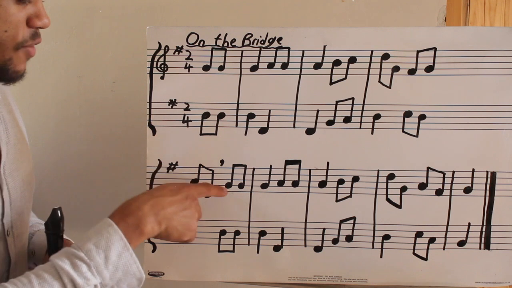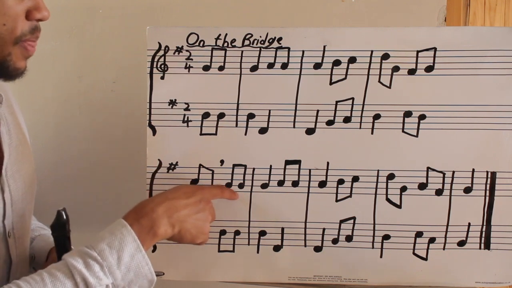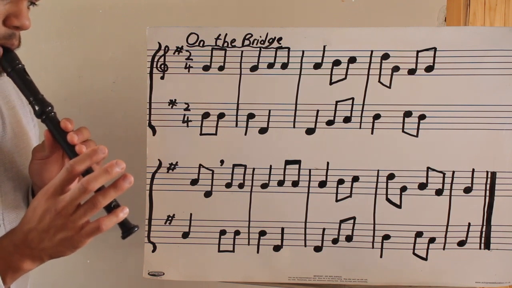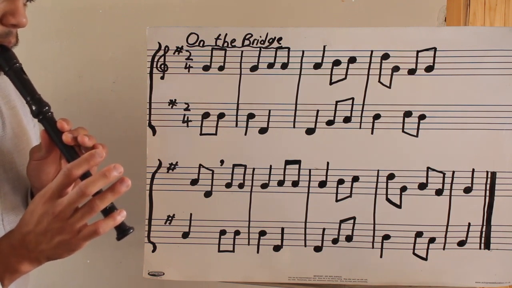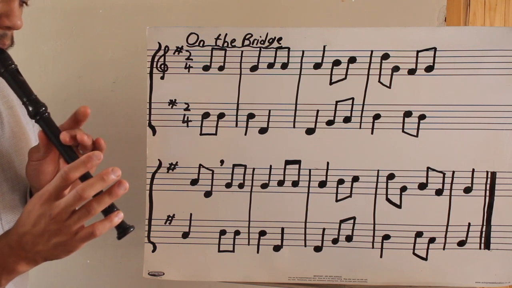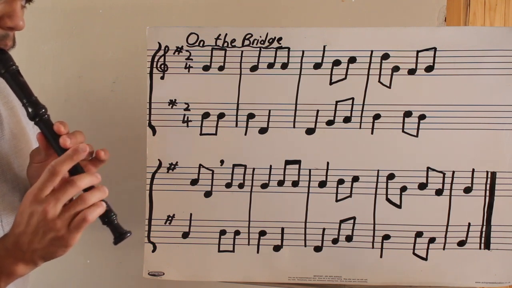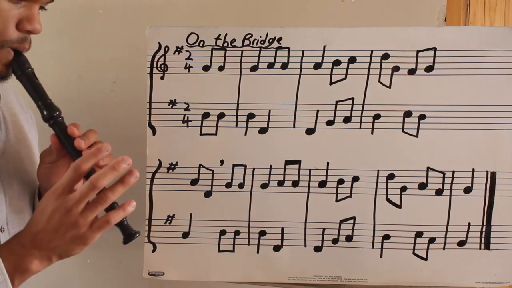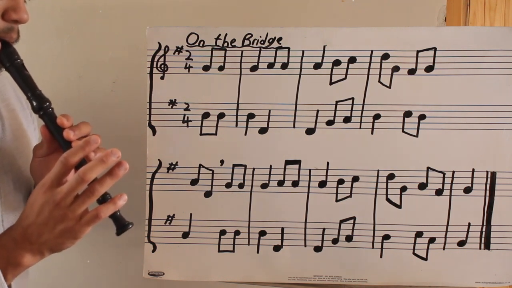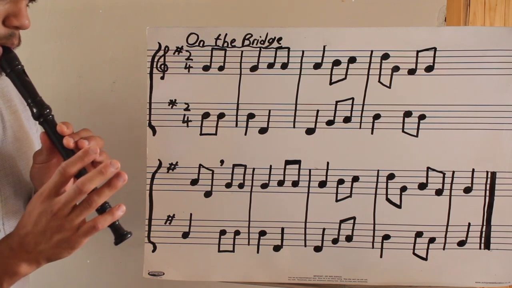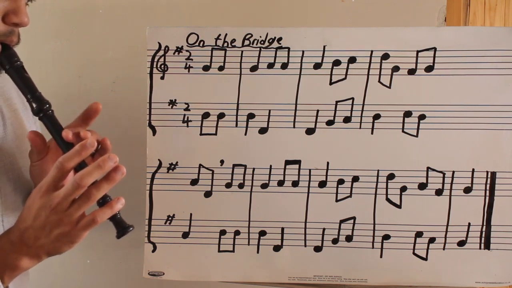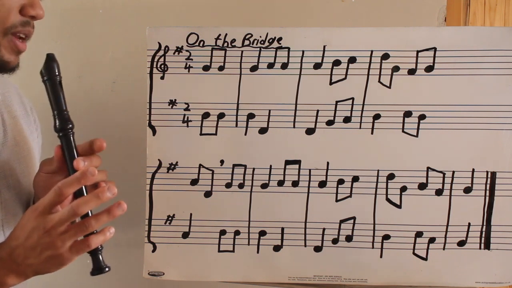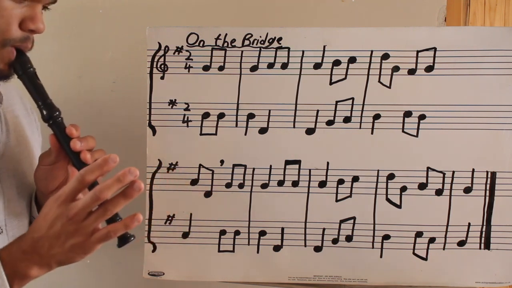So let's try and take it from these 2 G's over here, just at the end of bar 5. 1, 2. Even slower. Last time, let's go from these G's.